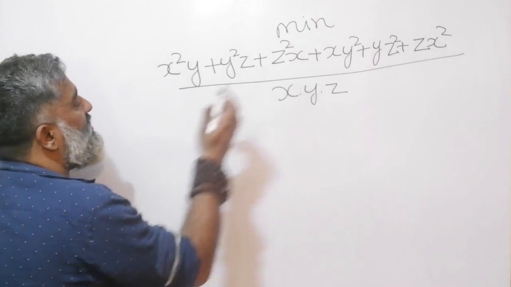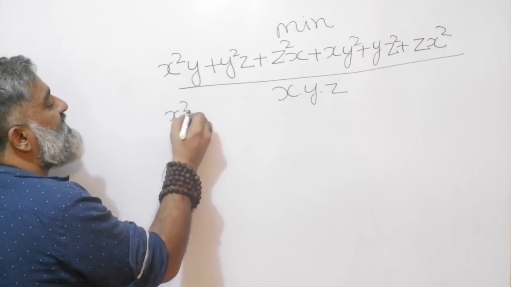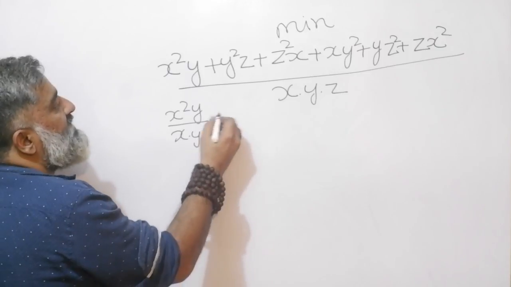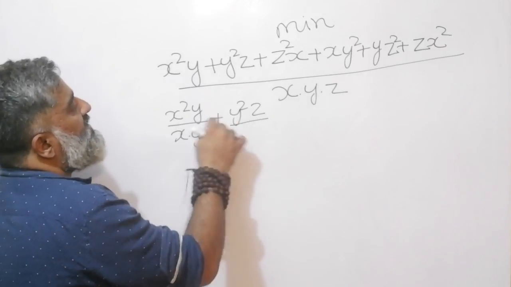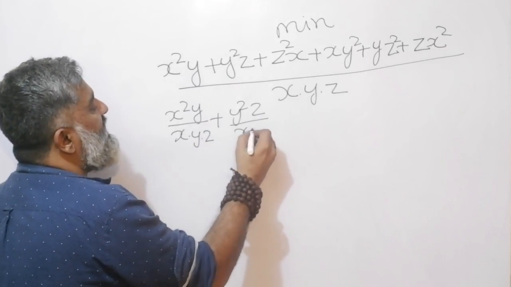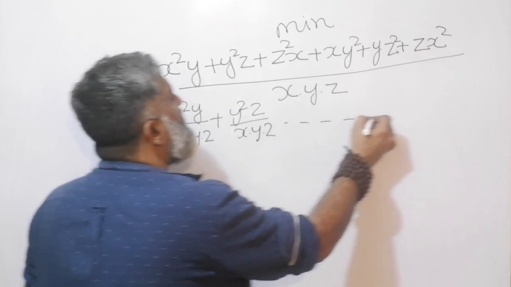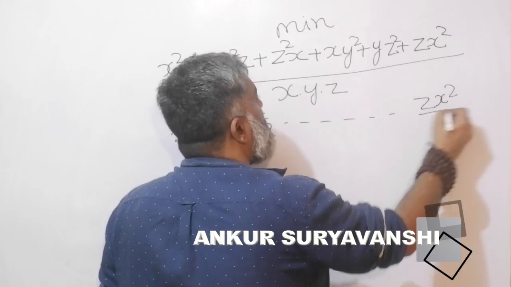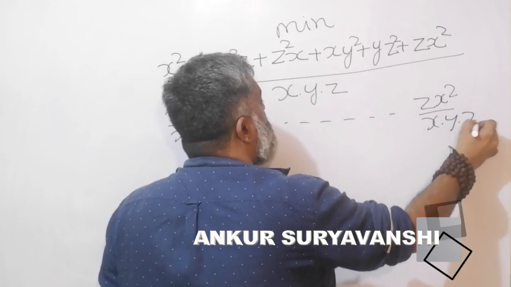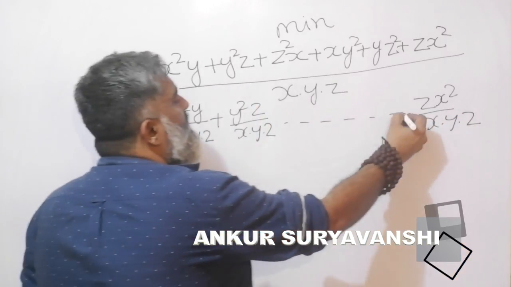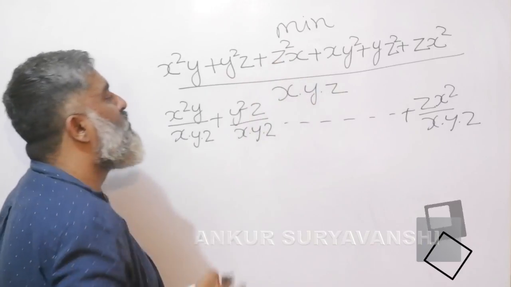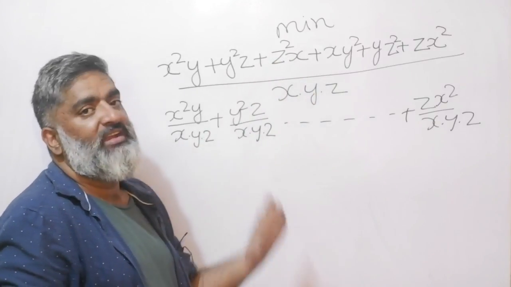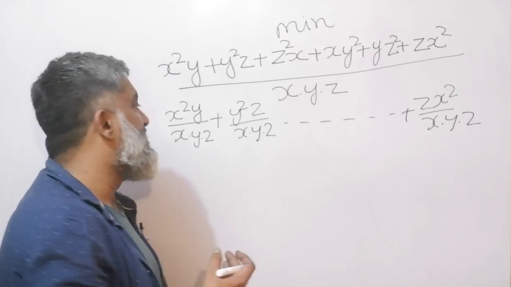I'm going to separate out the terms. So I'm going to rewrite this as x square y divided by x dot y dot z. Similarly y square z divided by x dot y dot z, and I'll continue the story. I don't need to write down the whole thing. Z x square divided by x dot y dot z, because once you add them up together you will go back to your original expression. Why am I doing this? Because a lot of things will get cancelled and maybe I'll get a simplified expression.